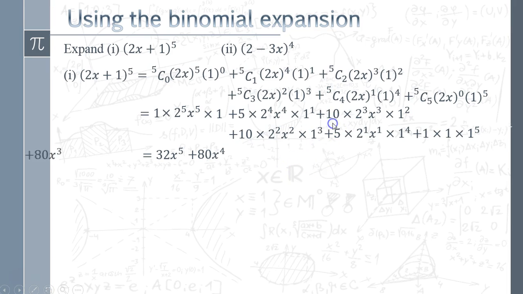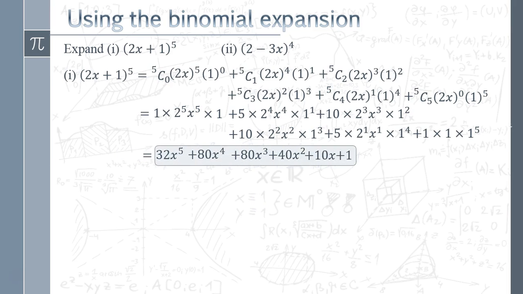And the next term, the 80 is going to come from 10 times by 2 cubed, 2 cubed being 8. You'll notice that I've got 80 here and 80 here. That is just a coincidence. It's just something that happens in this particular expansion. Don't expect to always have the same coefficients, because it won't be the case. It just has happened in this particular case.